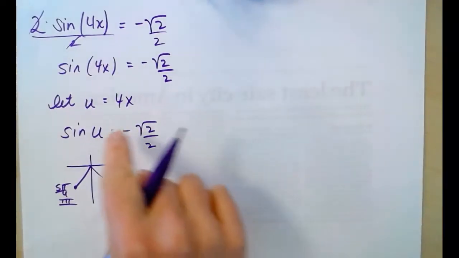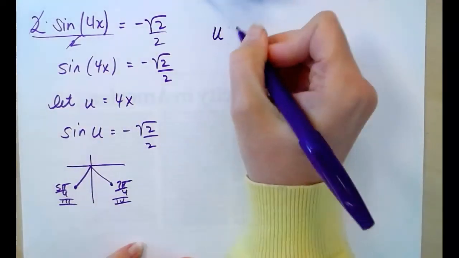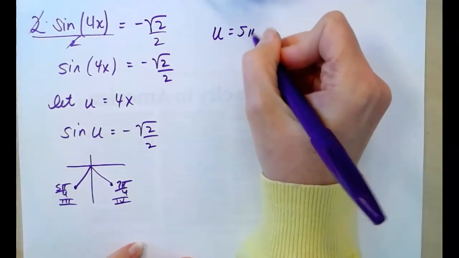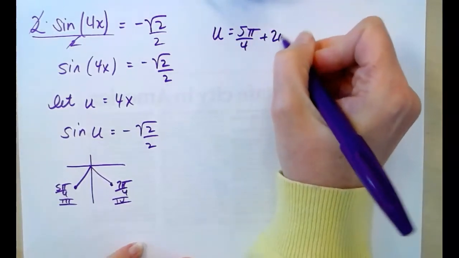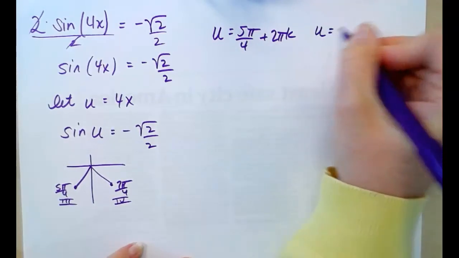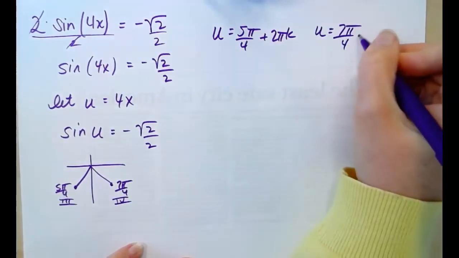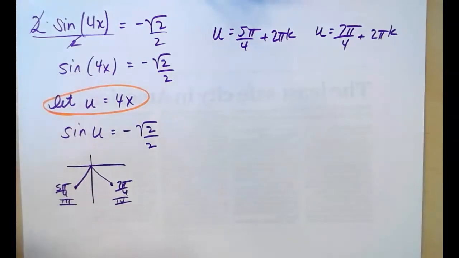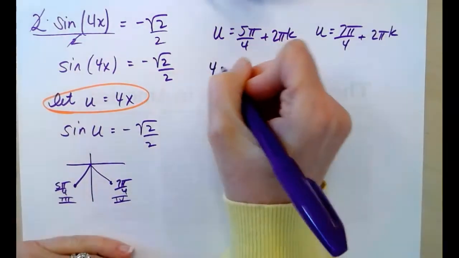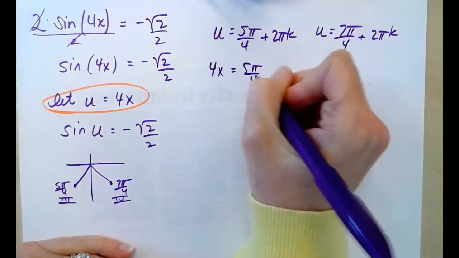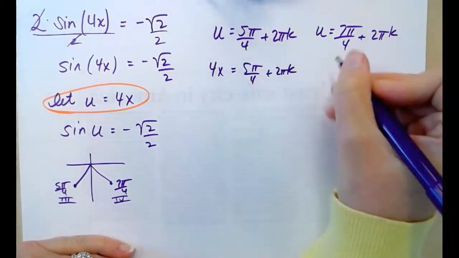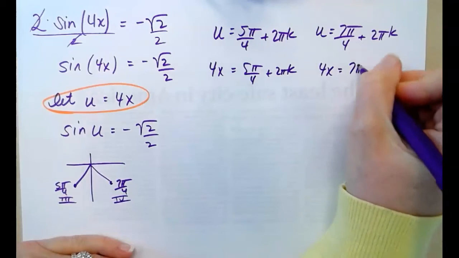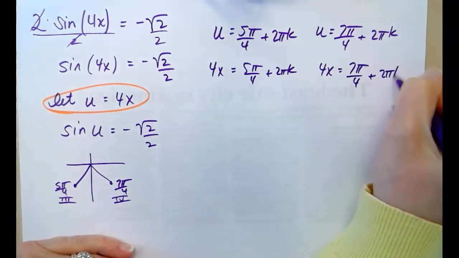So first write your general solution for u. u equals 5 fourths pi plus 2 pi k. u equals 7 fourths pi plus 2 pi k. Now, what is u? u is 4x. We're going to plug 4x back in. 4x equals 5 pi over 4 plus 2 pi k. 4x equals 7 pi over 4 plus 2 pi k.